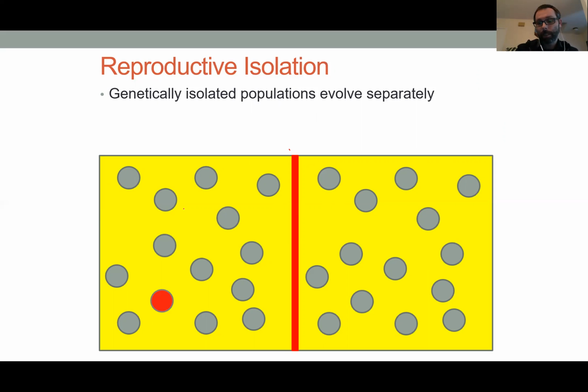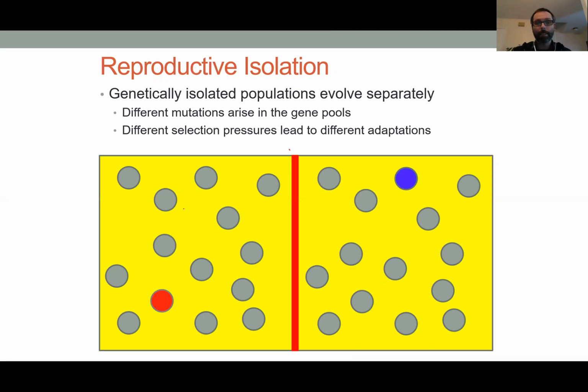This other group that doesn't have the mutation, they won't be red, but maybe they'll get a different mutation, right? They might get the blue mutation. And so over time, you end up with the red group and the blue group. They all started as the gray group, but then reproductive isolation has led them to evolve separately, right? Because different mutations will arise in the gene pool, and each group will have its own pressures. Natural selection will be leading them towards whatever different direction the environment leads them in.